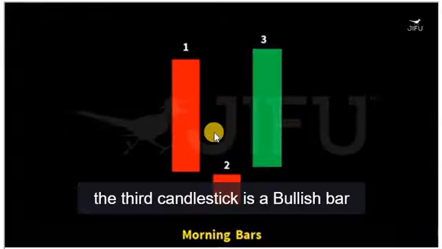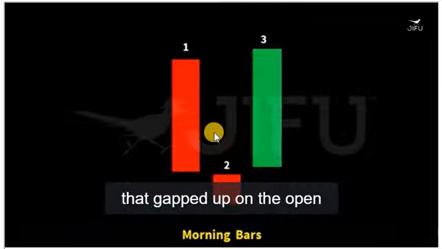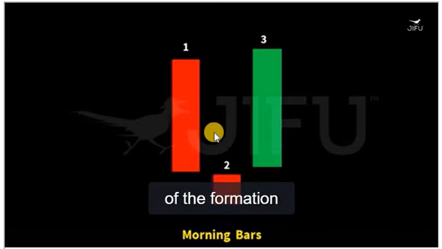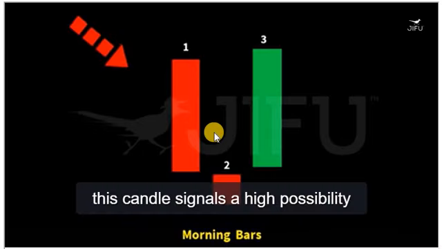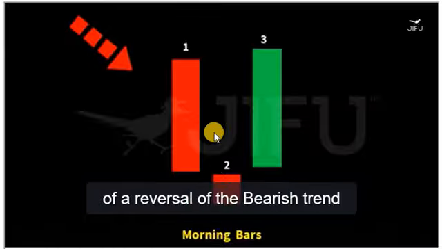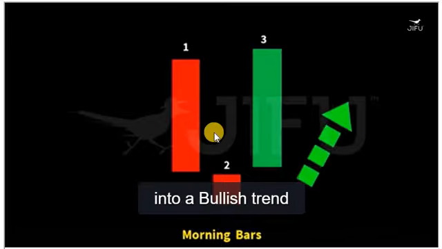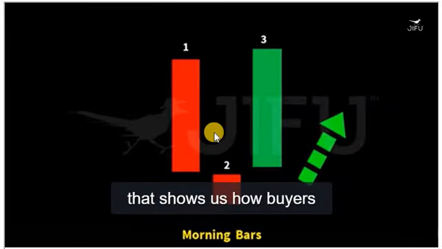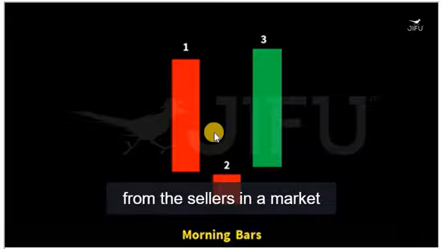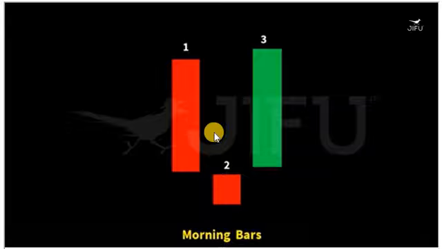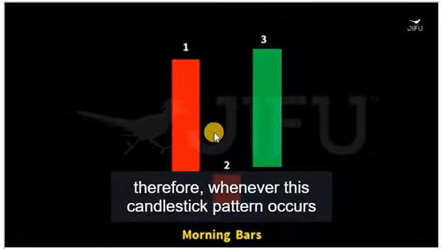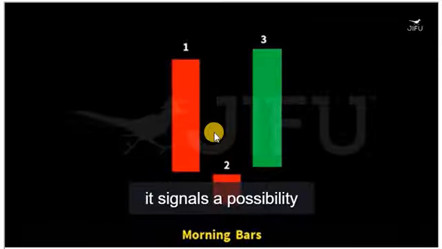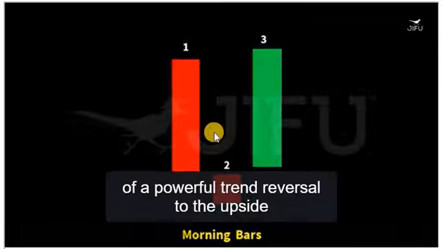The third candlestick is a bullish bar that gapped up on the open and closed above the midpoint of the first candle of the formation. This candle signals a high possibility of a reversal of the bearish trend into a bullish trend. The morning star is a candlestick that shows us how buyers took control of the market from the sellers. Therefore, whenever this candlestick pattern occurs at the support of a bearish trend, it signals a possibility of a powerful trend reversal to the upside.